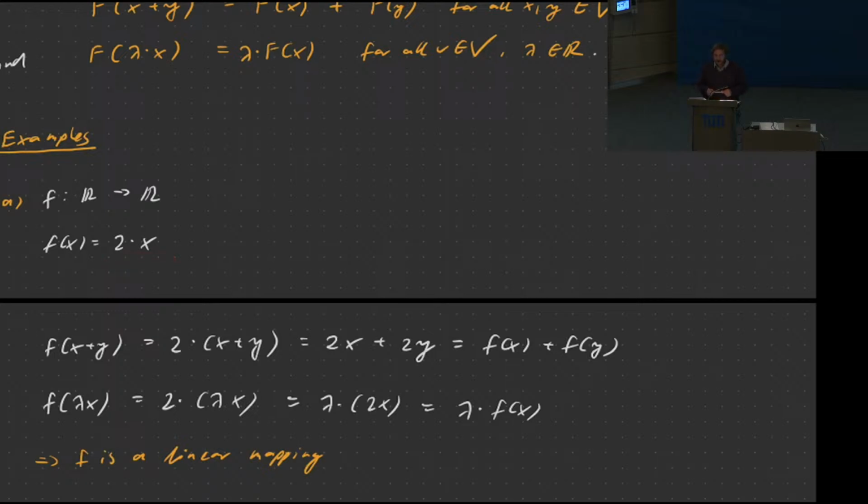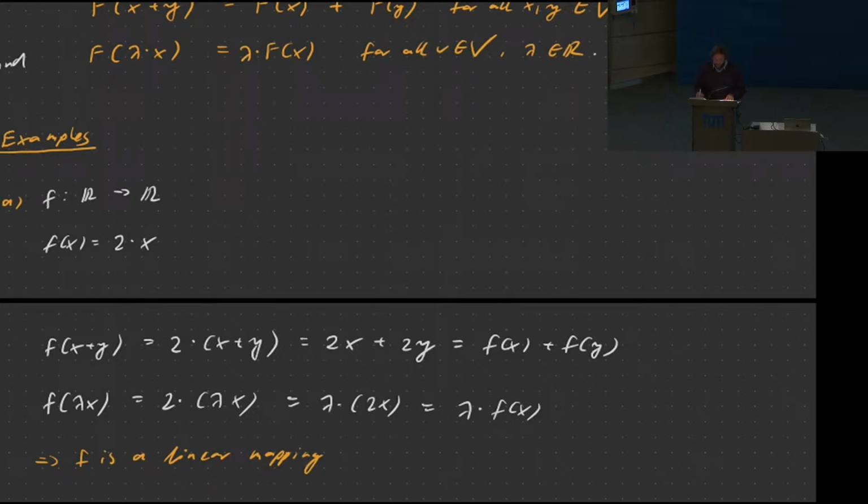That is a linear mapping, and you can easily see this by just doing the computations, right? You have f of x plus y. That's 2 times x plus y. And that's the same thing as 2x plus 2y, which in turn is f of x plus f of y. And of course, the same works for this lambda x, right? Because it's just 2 lambda x. And here we have multiplication in the reals, so the order doesn't really matter. You can rearrange that any way you want. And that means I can write it in this way. And this is just lambda times f of x. So this is a linear mapping.